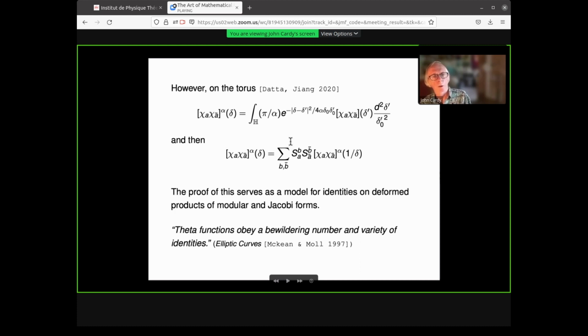And the only interesting thing about this is that you can use the proof of this fact and apply it to all kinds of identities on deformed products of modular and Jacobi forms. And if you read, for example, a standard textbook on the subject, as we know, the Jacobi theta functions, quote, obey a bewildering number and variety of identities, and a lot of these identities turn out to be preserved by this T-Tbar deformation.